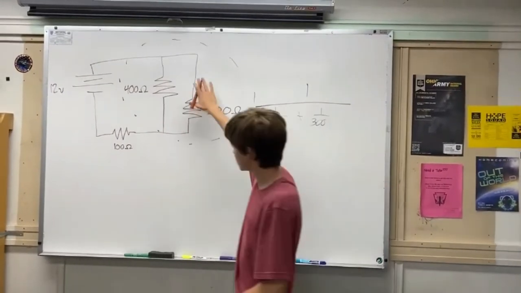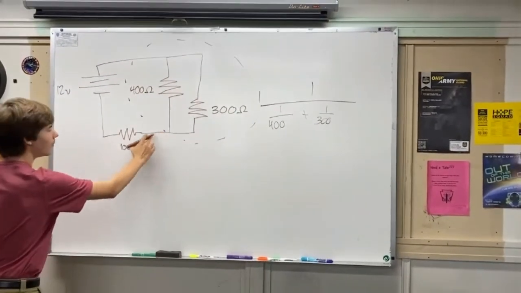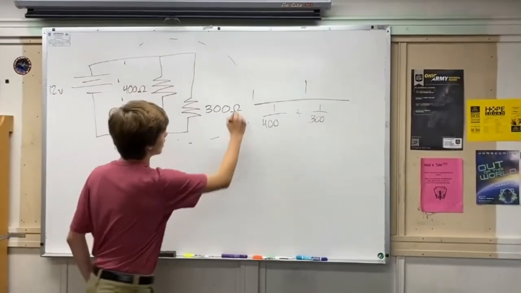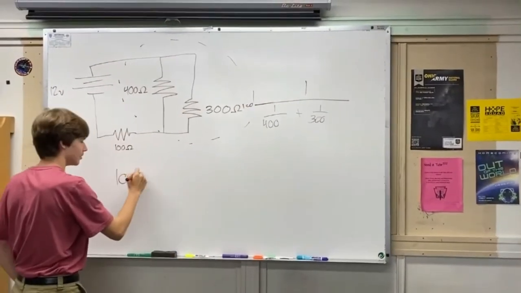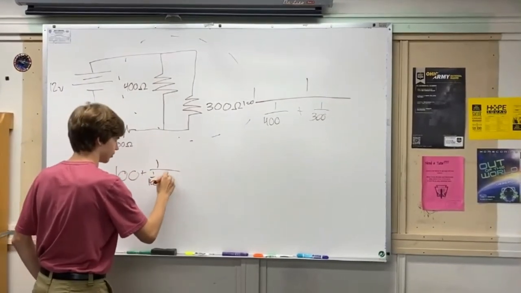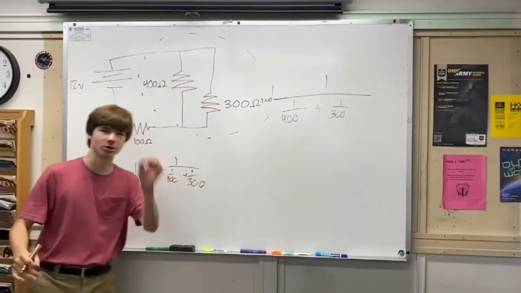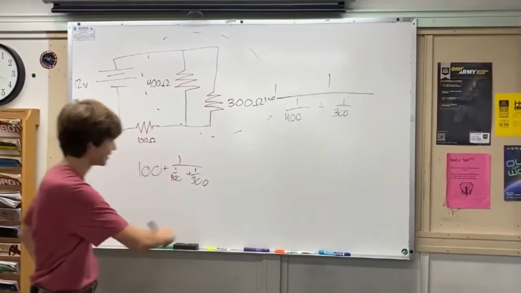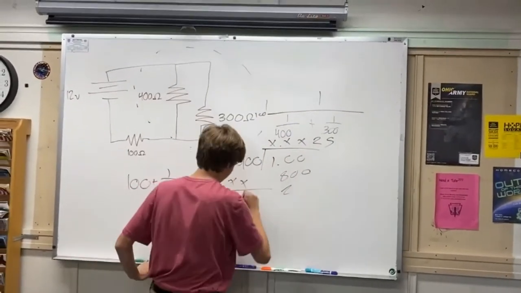Now, since electricity can choose which way to go, and then also all electricity travels through this, we're going to add 100 to that. And what we get is 100 plus 1 over 400 plus 1 over 300. Now, here comes everyone's favorite section, long division.